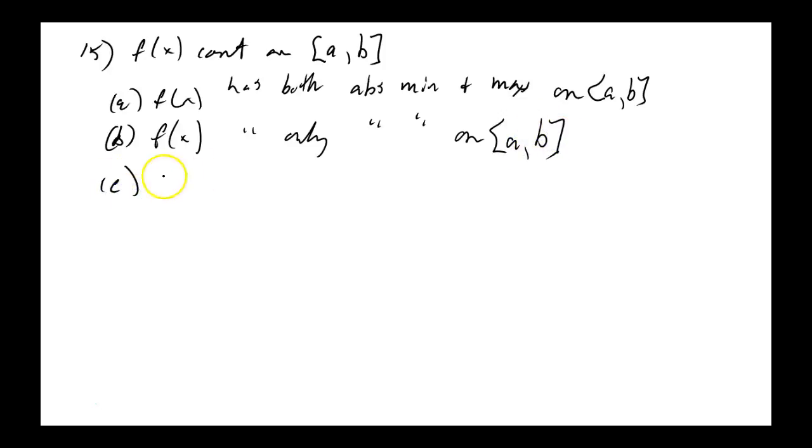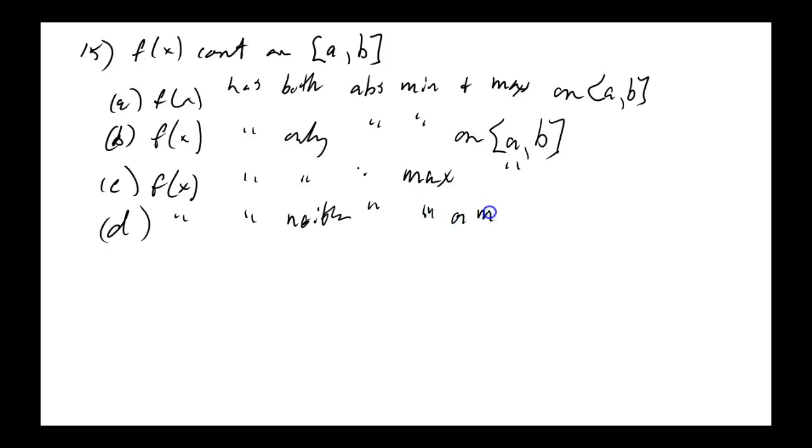C, alpha of x has only an absolute max on a to b. And D is alpha of x has neither an absolute max nor min on a to b. Okay, and E is nothing can be said without knowing what f of x is.